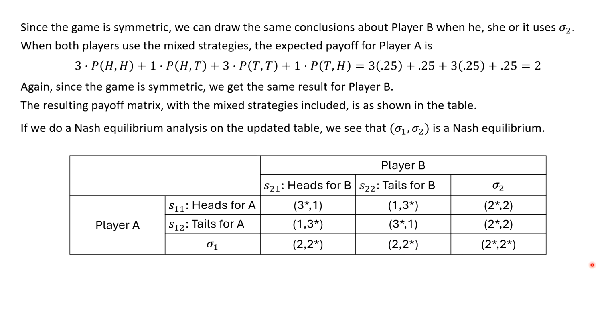But now you see what we've done. This cell here to the bottom right has a star next to both of the entries. And so this is now a Nash equilibrium, but it's based on these two new mixed strategies that we constructed for the game. All right, let's look at another example.